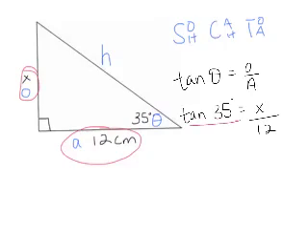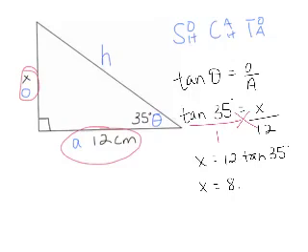I'm going to turn this into a proportion, so put tangent of 35 degrees over 1, and cross multiply. That leaves me with x times 1, or x, is equal to 12 times the tangent of 35 degrees. So now all I need to do is type that into my calculator, and to 2 decimal places I end up with 8.40 centimeters.